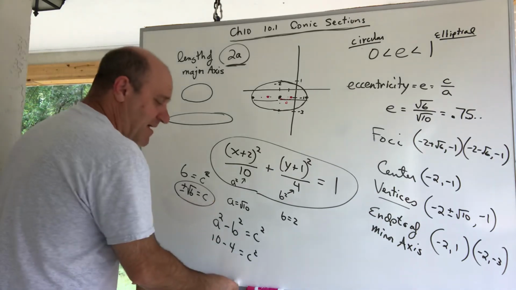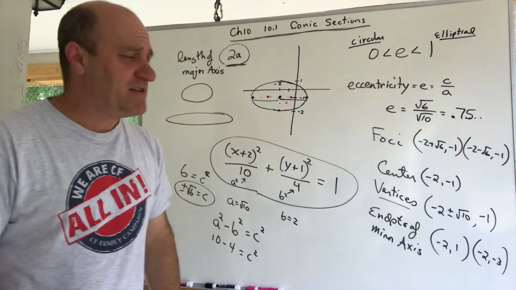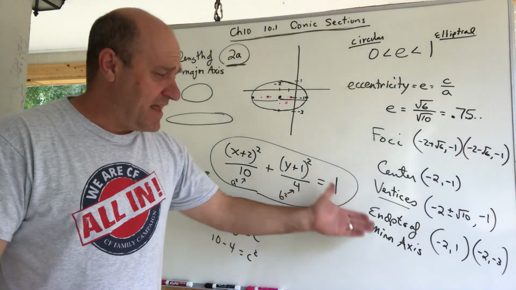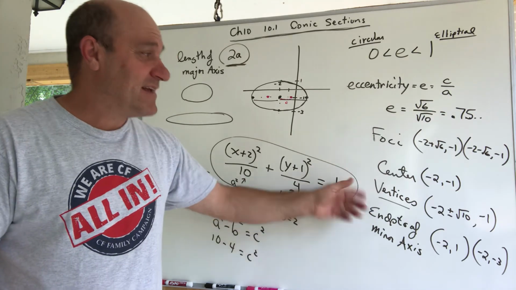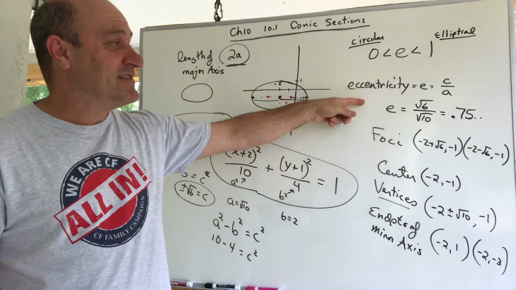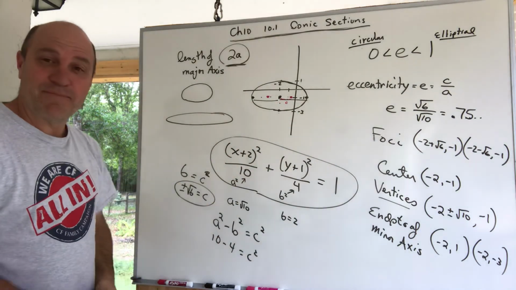All right, I might have more to say about ellipses, but when I ask for all the important information about an ellipse, it's all this. The center, the vertices, the endpoints of the minor axis, the foci, the eccentricity. Please sketch a graph. Good job. All right, thank you.